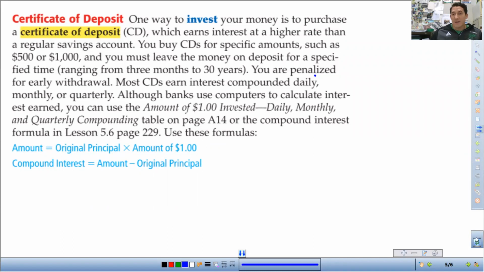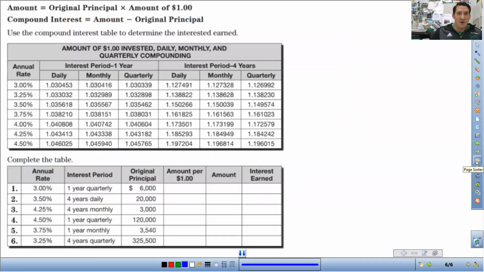So let's look at how to calculate these things. Banks would use a computer to calculate these. We're going to use this table to help us calculate it out. It's very simple how to do this. So we have an annual rate of 3%. The interest period is 1 year quarterly. So that means it's compounded every 3 months. That's quarterly for the year, so 4 times a year. So annual interest rate, 1 year period, quarterly. So that is this value right here.